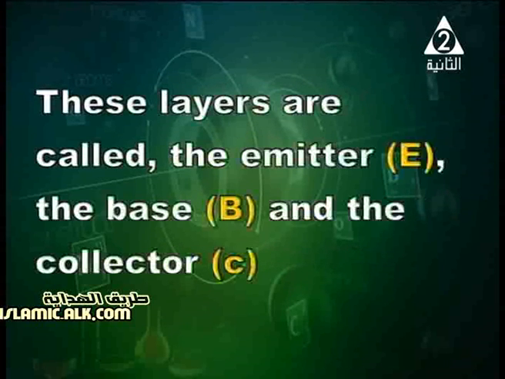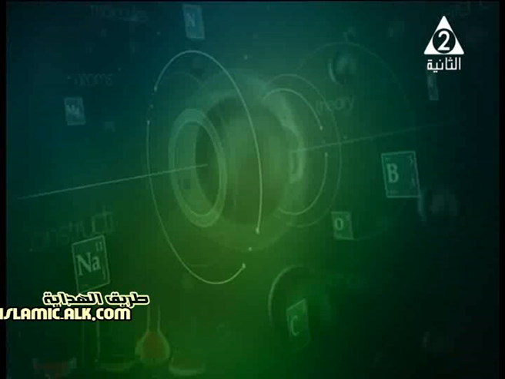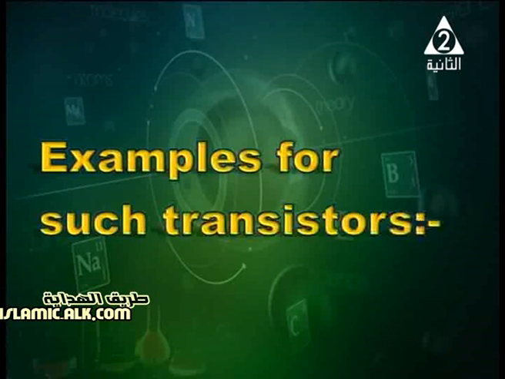The layers are called the emitter, the base, and the collector. So we've got three layers: emitter, denoted by capital E, base, denoted by capital B, and collector, denoted by capital C. Examples for such transistors.